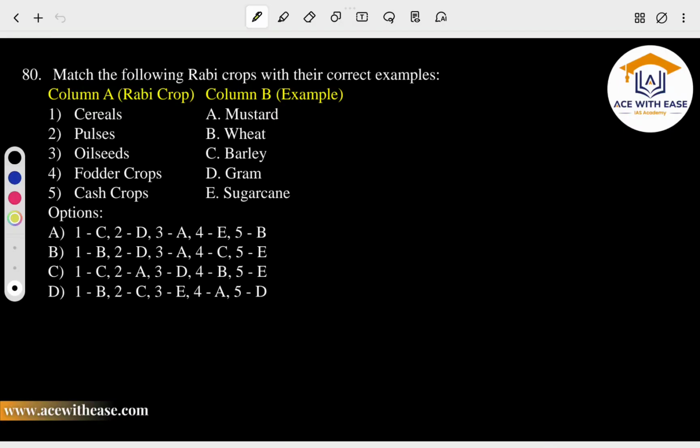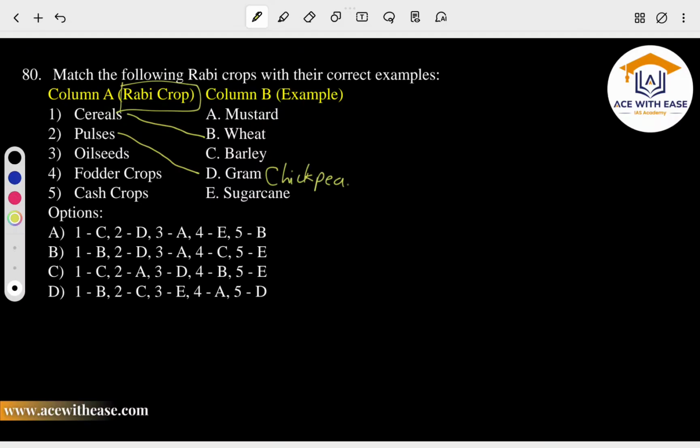80, which of the following is correct regarding rabi crops and examples. We have cereals, pulses, oil seeds, fodder crops, and cash crops. For cereals, we have rice, paddy also, but here we have to only check which is actually the rabi crop. For the cereals, the rabi season crops are barley and wheat. Then second, pulses, the rabi crop is gram, specifically chickpea.